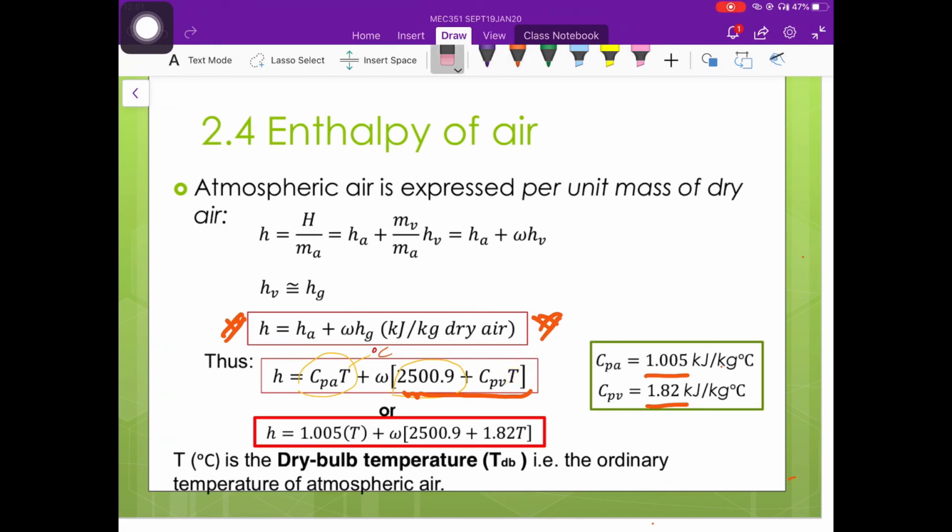Now we can have the expression of enthalpy given by this equation. Note that the temperature will be the dry bulb temperature, Tdb, which is the ordinary temperature of atmospheric air.